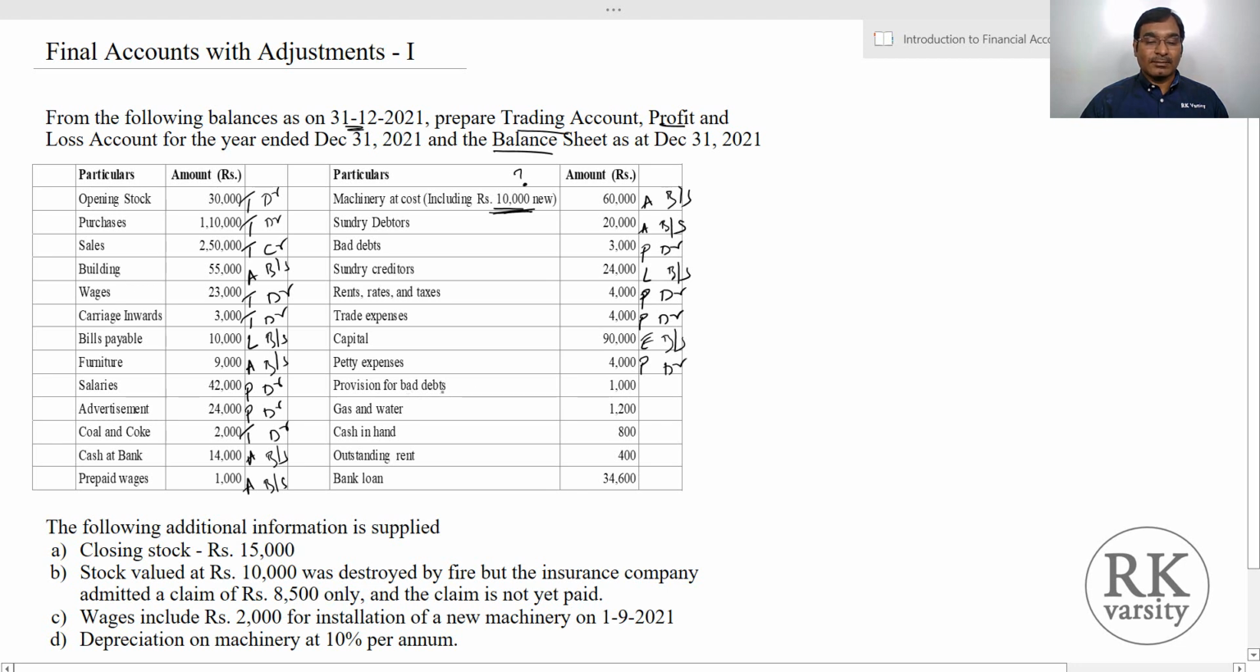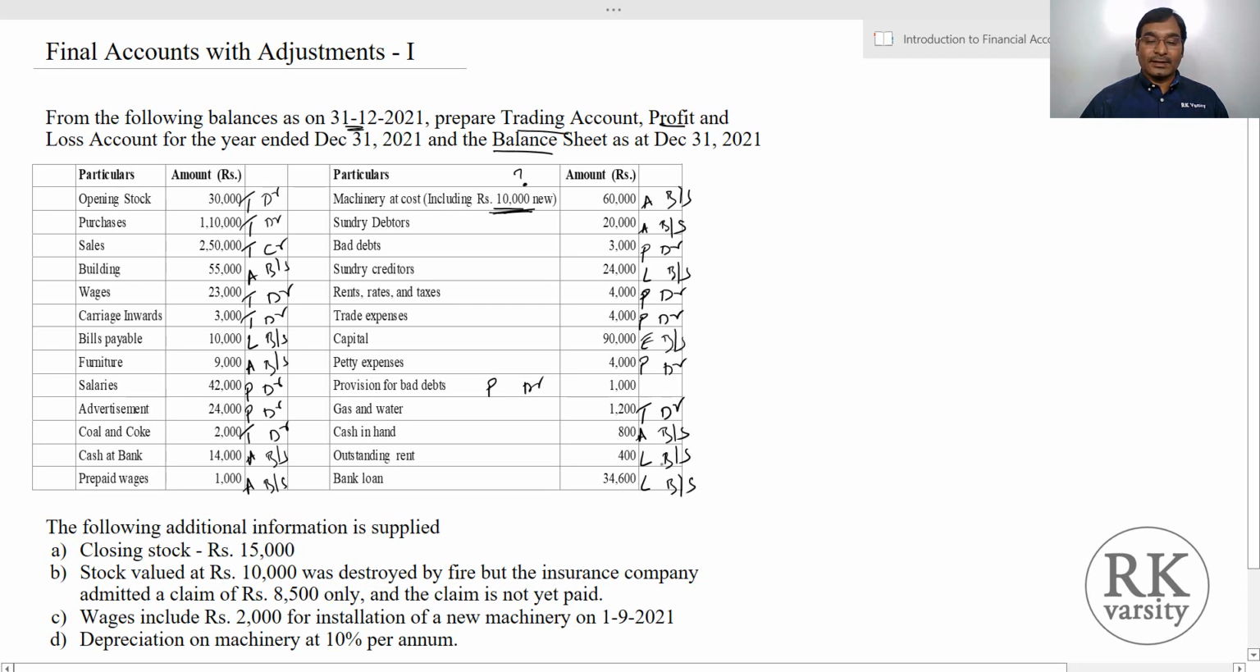Provision for bad and doubtful debts. This you have to adjust with the debtors. So this appears in your profit and loss account, debit side. Then gas and water is a direct expense, so trading account, debit side. Then cash in hand is an asset and appears in the balance sheet. Outstanding rent, this amount is due because this is shown in your trading account. This is a liability for you, and this appears in the balance sheet. Bank loan is a liability and appears in the balance sheet.